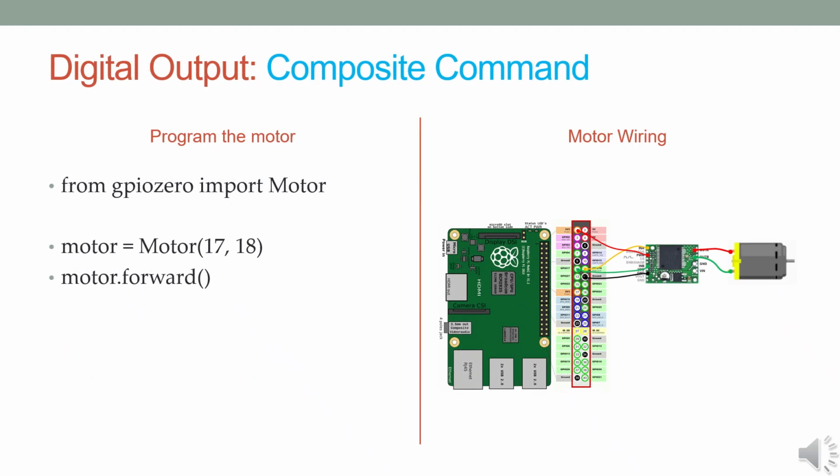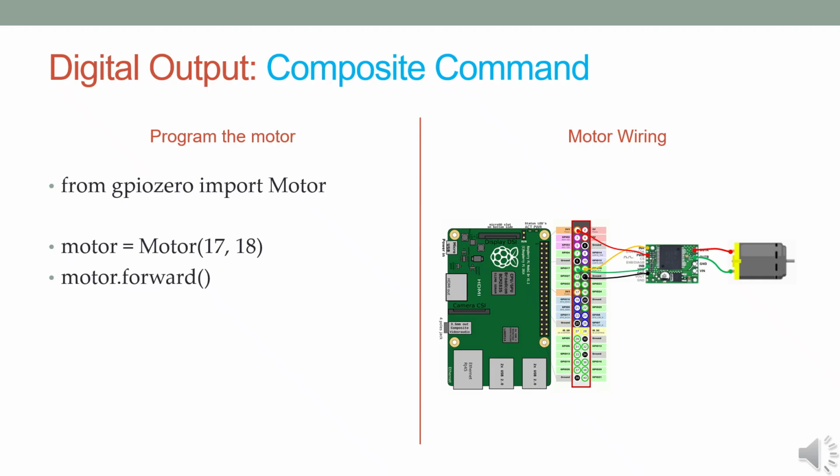In GPIO0, a composite command is a high-level instruction that performs multiple low-level hardware actions in a single step. This means that instead of manually controlling each GPIO pin individually, you can issue a single command, such as motor.forward, and the library will handle all the necessary pin signals behind the scenes. This greatly simplifies motor control programming and improves code readability, especially for beginners or when creating quick prototypes.